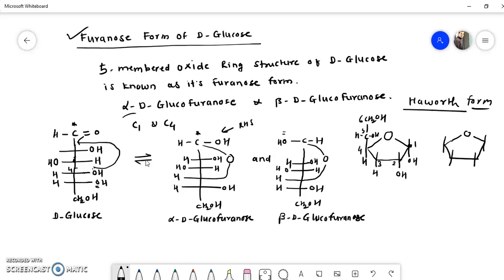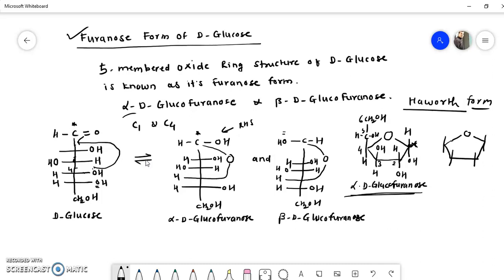Okay, so here will be H, here will be H, here will be OH. Okay, so this is the structure of alpha D glucofuranose. So it is very simple to draw the structure. Just the groups which are on right hand side in Fischer projection, you have to draw them below the plane, and the groups which are on left hand side in the Fischer projection, you have to draw them above the plane. So this is the alpha D glucofuranose and this is the anomeric carbon, remember.